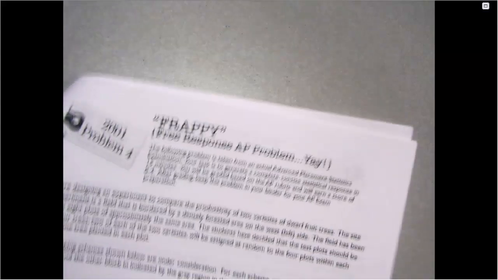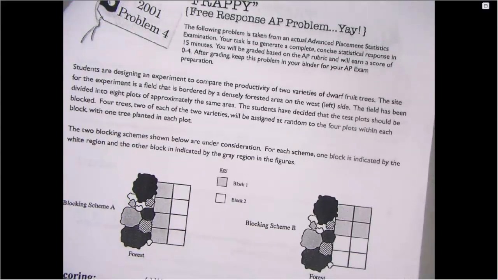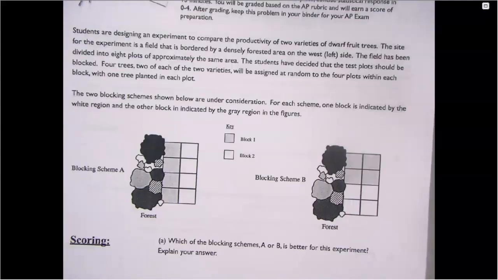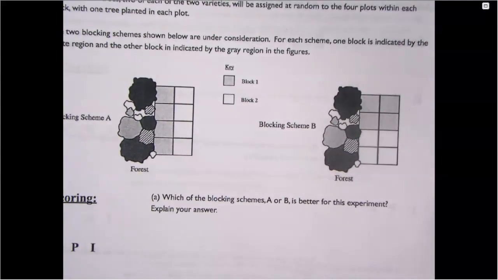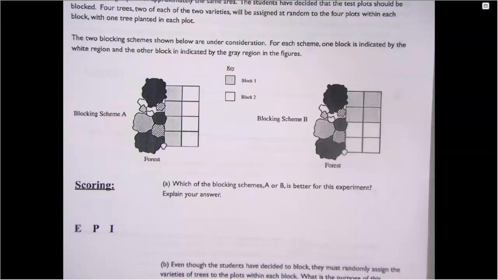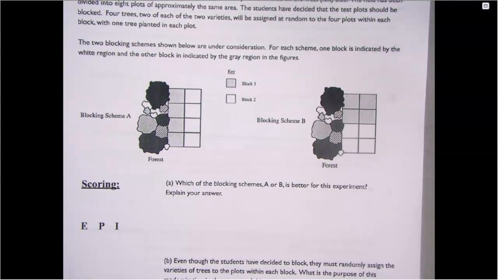Let's go to 2001, problem 4. This is pretty tough usually the first time people see this. Think about it carefully.